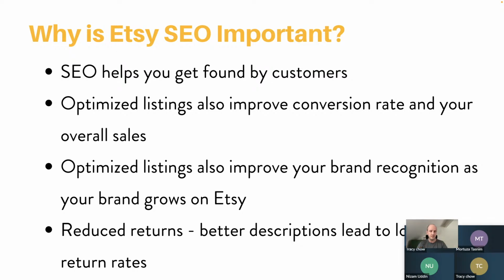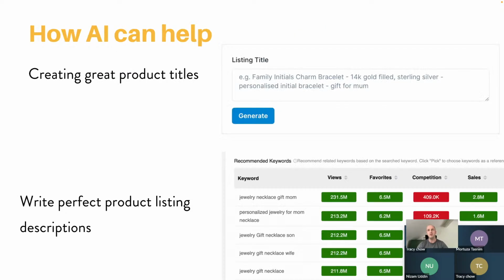You're going to get much more brand recognition if people can see your listings appearing for different keywords. You'll get more brand recognition if they can see that your writing style is similar. You're going to get reduced returns, because if you've got better descriptions, then people are less likely to send your products back. Overall, writing a good listing is the most important part of your Etsy business. And that's where the AI tools can help.